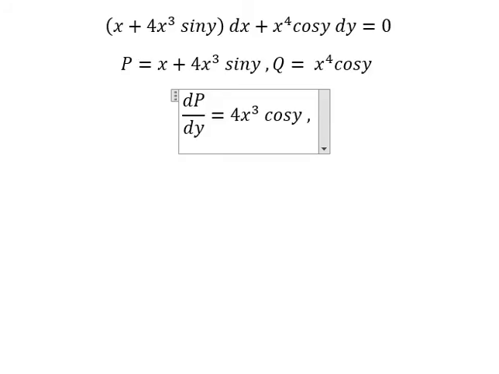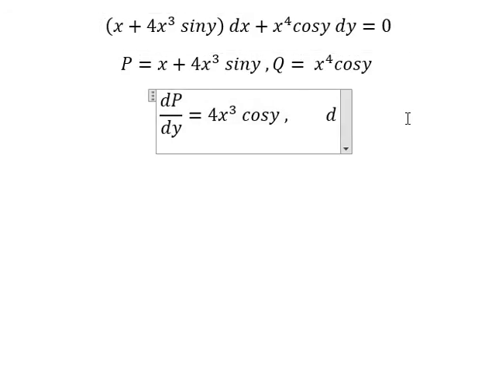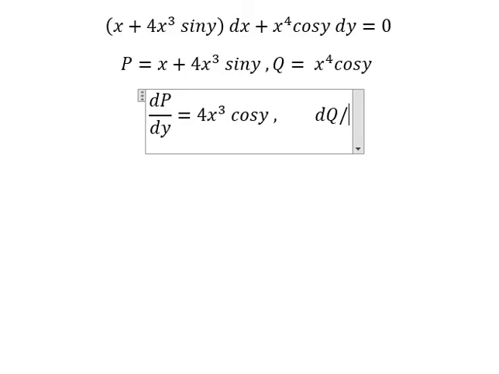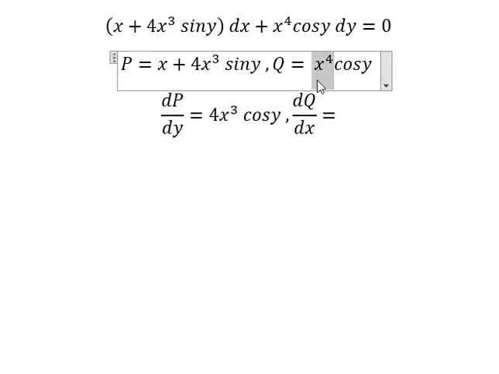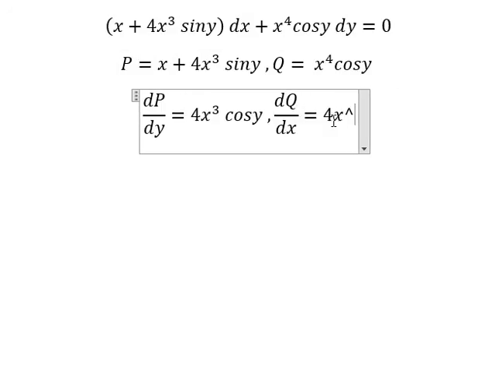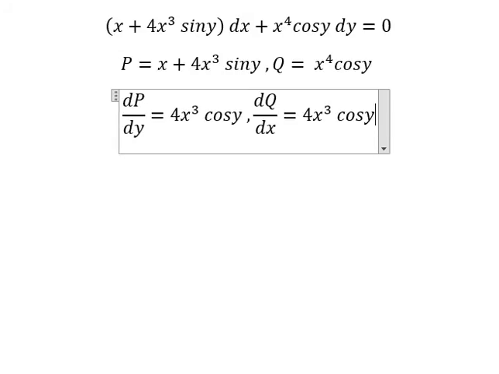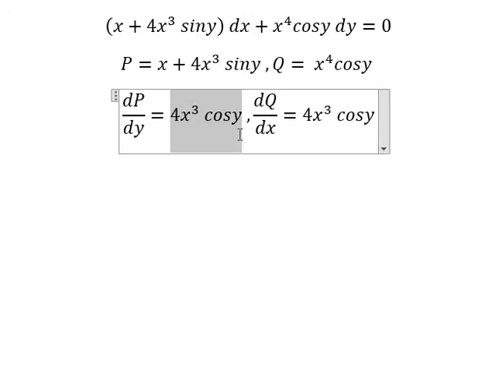Now the next one, we have dy, so we need to do first derivative of q with respect to x. So we do first derivative of x to the power of 4. So we have 4x to the power of 3 cosine y. We see that this one is equal to this one.